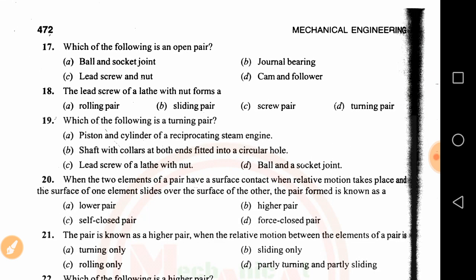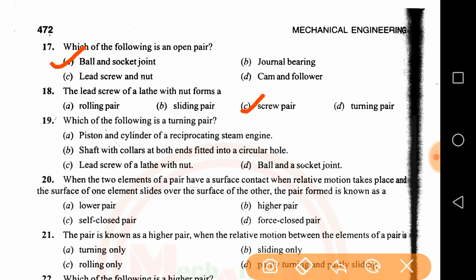Which of the following is an open pair? Ball and socket joint, universal joint, lead screw and nut, cam and follower. Option A is correct. Ball and socket joint is an open pair. The lead screw of a lathe with nut forms a rolling pair, sliding pair, screw pair, turning pair. Option C is correct, screw pair.